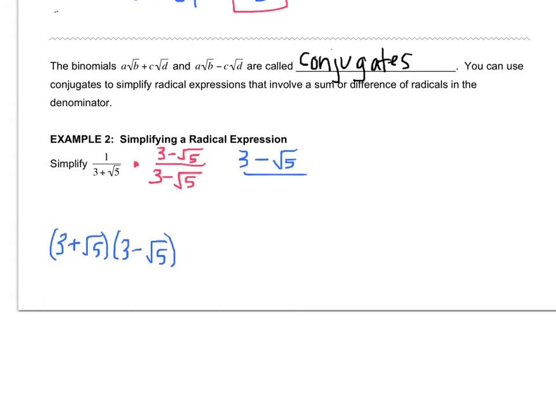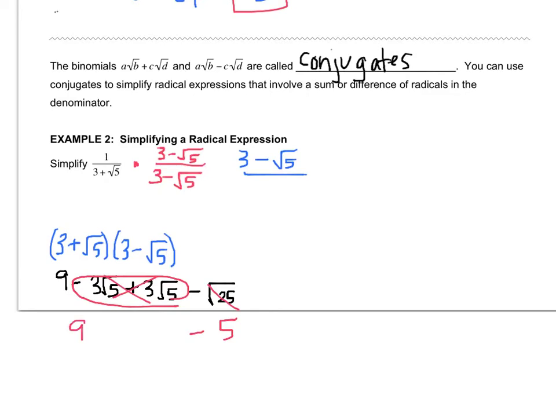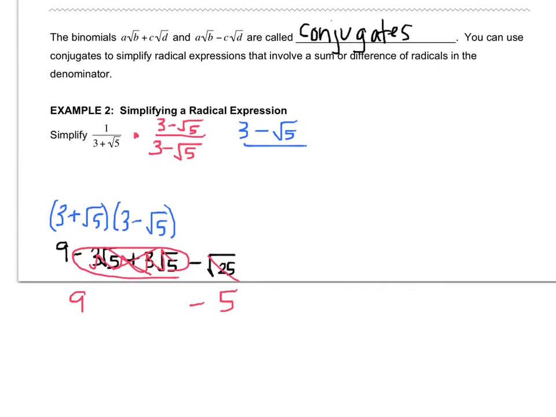Here we go. 3 times 3 is 9 minus 3 square root of 5 is the outside. The inside gives me plus 3 square root of 5. And the two last terms give me the square root of 25. Well, remember I just told you the middle terms will end up canceling. And the square root of 25 is the number 5. So you just have 9, the whole middle piece canceled, minus 5. And 9 minus 5 is 4.